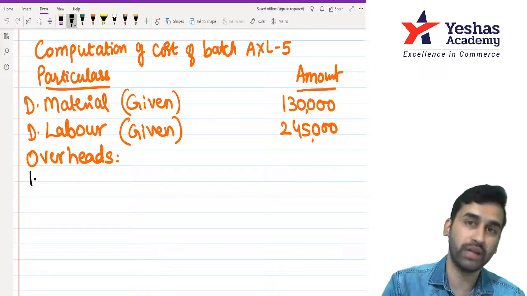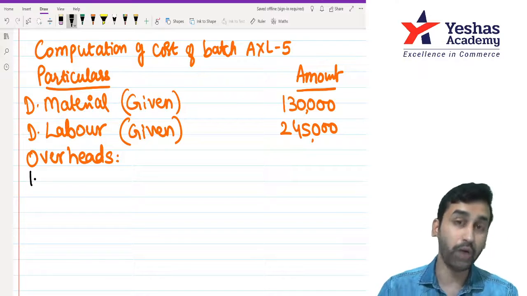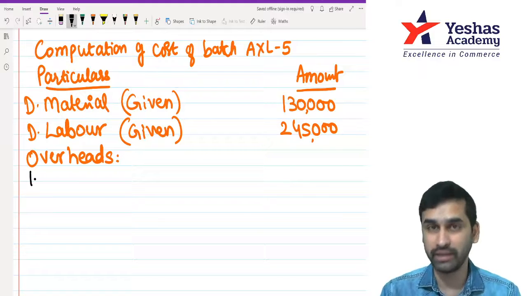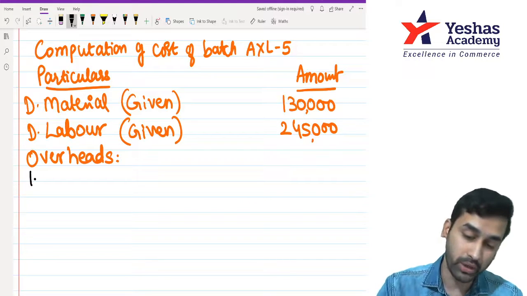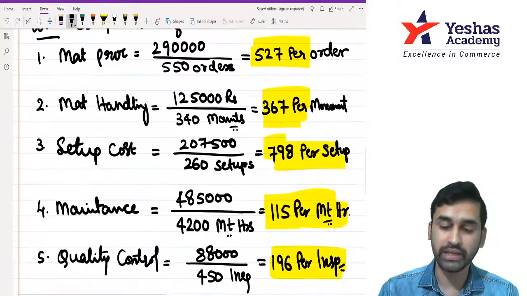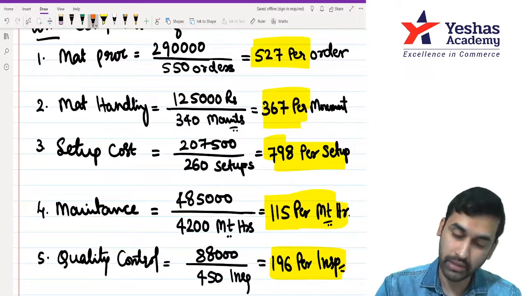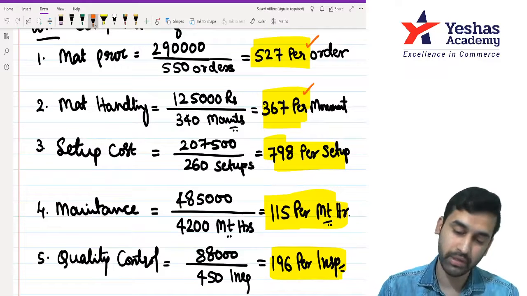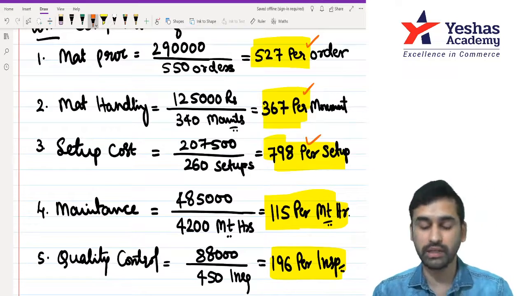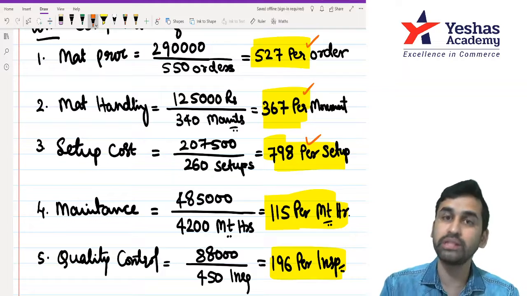Now overheads. How do we estimate the overheads? Sir, that is based on activity based costing, they are saying. Correct. How many activities we have? 6 activities we have. Right. Do we know the rate? Yes, we know the rate. Here it is. 527 per order. 367, correct, per movement. 798 per setup. Right. But how do we connect this to this batch?